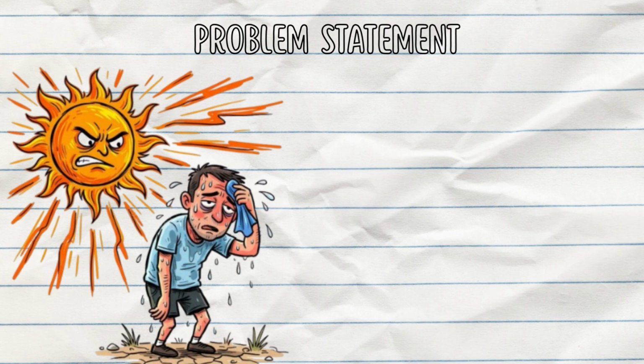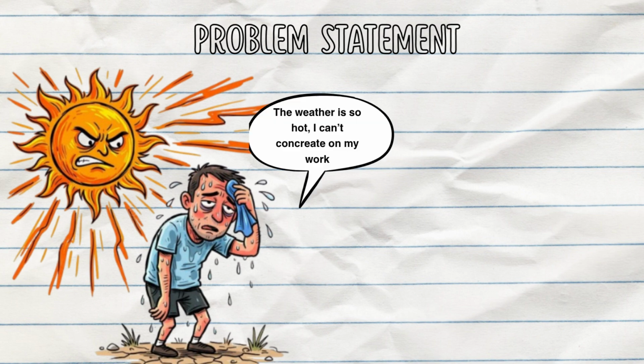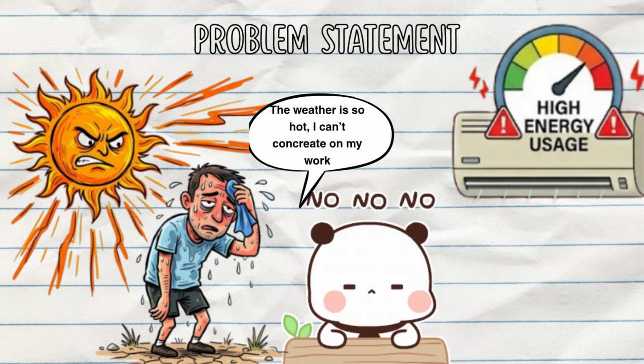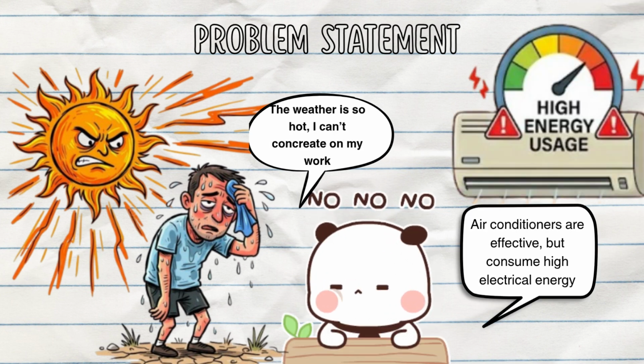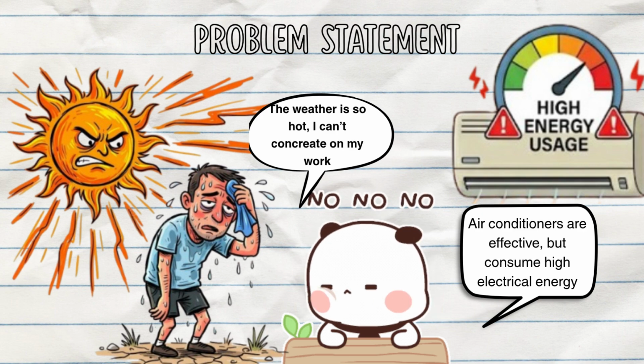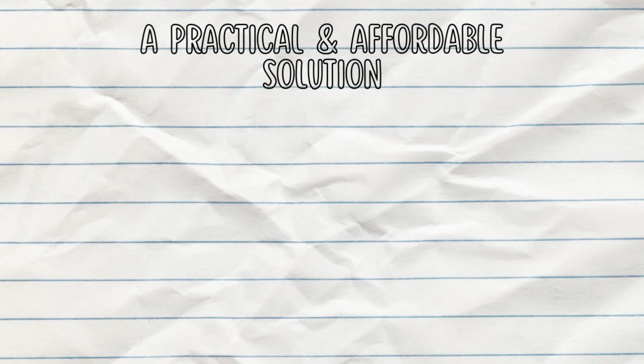Next, let's look at the climate challenge in Malaysia. As we all know, Malaysia is hot and humid almost every day of the year. Because of the high temperature, many people feel uncomfortable and find it difficult to focus on their work and daily activities. Air conditioners can cool a room effectively, but they also consume a lot of electricity, which increases energy costs. Therefore, we need better fans and a more sustainable solution.